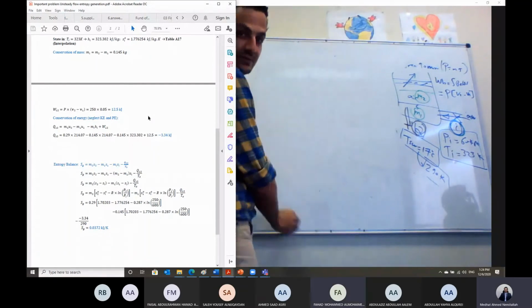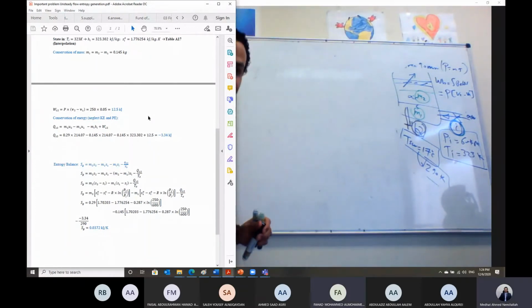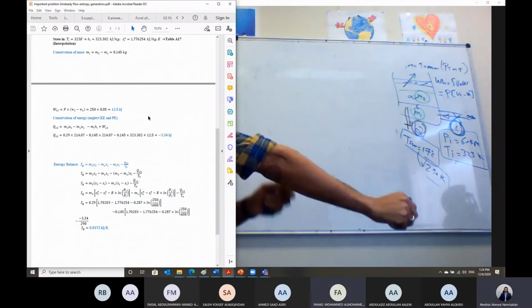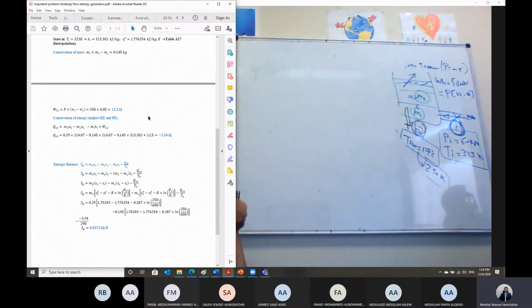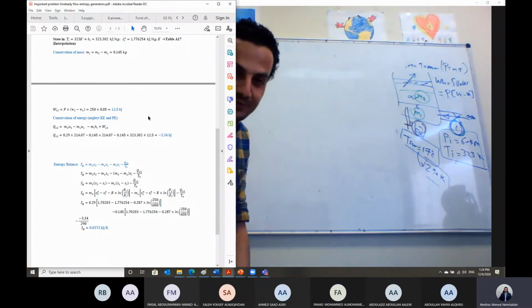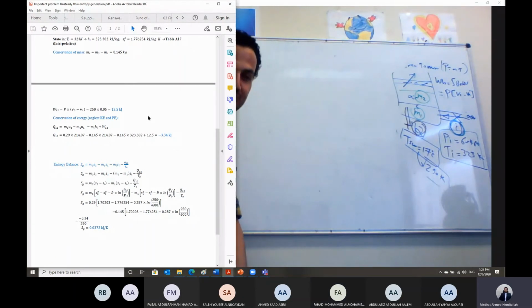Q dot minus work dot. Q dot or Q? This is on a steady flow. Q. Q. So it's okay. Ahmed, can you tell me about this equation so that I can write it down?